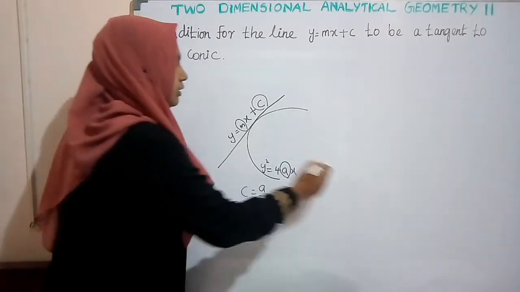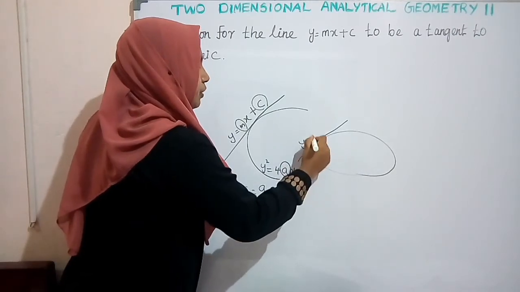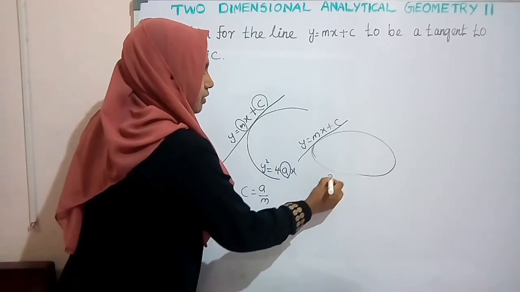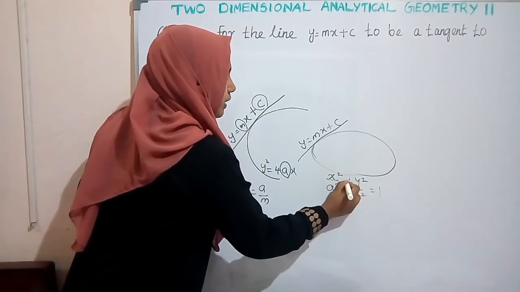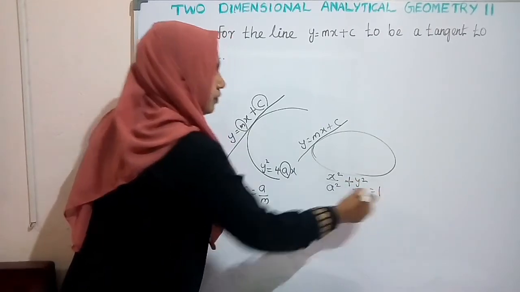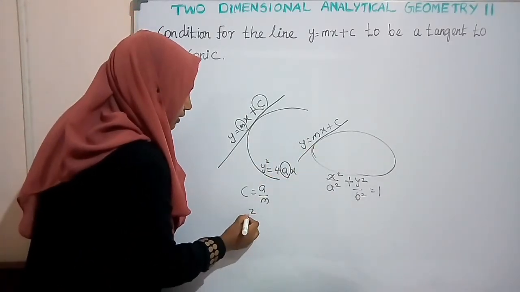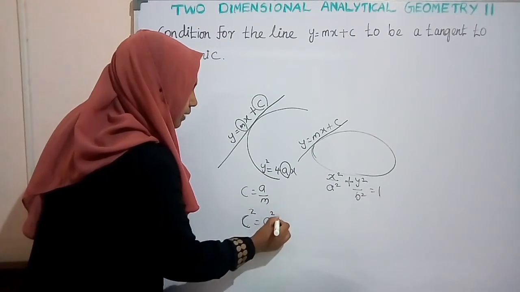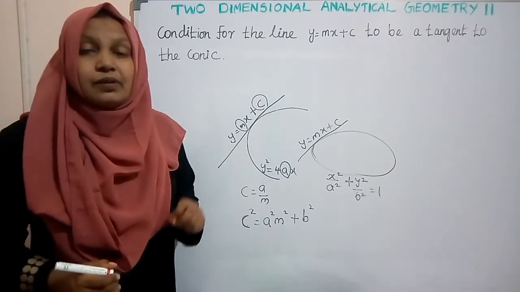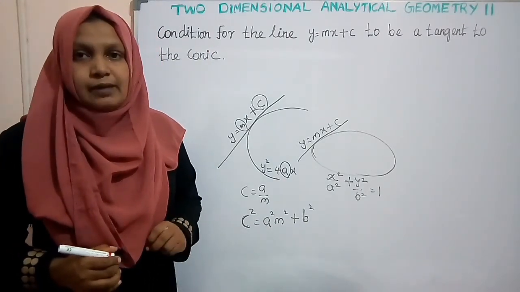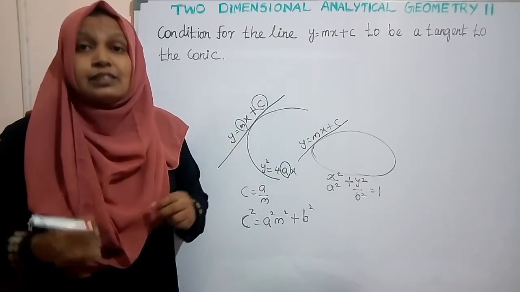Okay, suppose this curve is an ellipse. And they are given a tangent line, y is equal to mx plus c, and the equation of the ellipse is x square by a square plus y square by b square is equal to 1. We can check another condition for the ellipse. It is c square is equal to a square m square plus b square. Understood? c square is equal to a square m square plus b square. If these two values are equal, we can say that the given line is a tangent line to the ellipse.